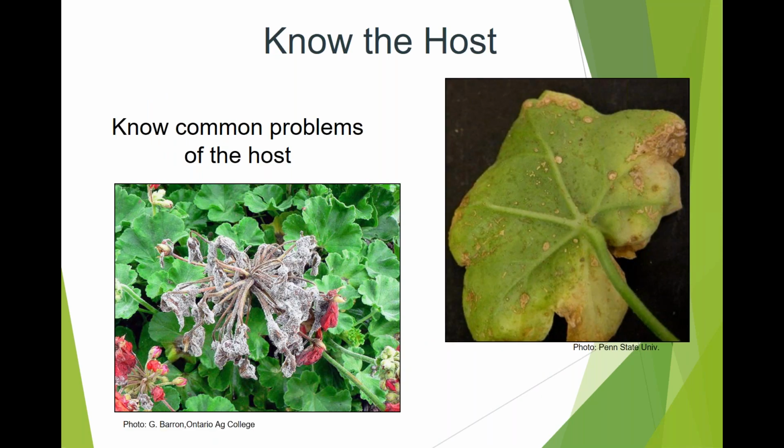Secondarily, when you know what the host is, you can use that to get a list of the common problems that occur on that host. For example, if you're growing pelargoniums or geraniums, it's quite common knowledge that geraniums are very susceptible to botrytis blight, which is the picture on the left there, and also to edema, which is the picture on the right, which is a non-infectious disorder. But if you know the host plant, you know the common problems that you might anticipate, and that goes a long way to narrowing down that long laundry list of issues that you might start out with in trying to diagnose the cause of a particular plant symptom.